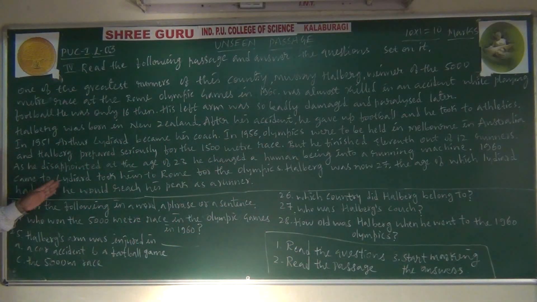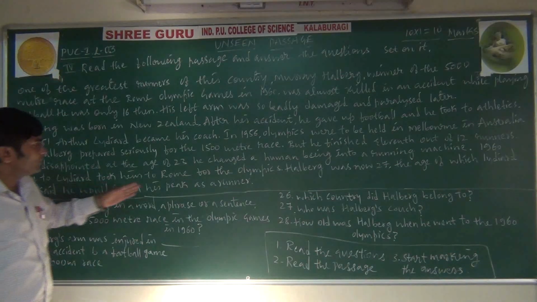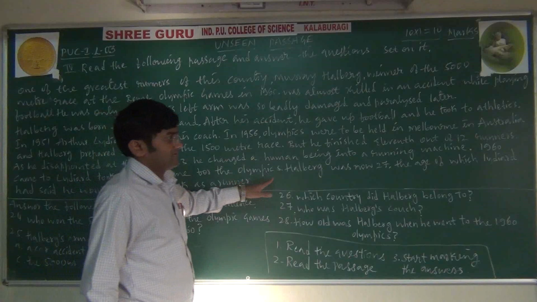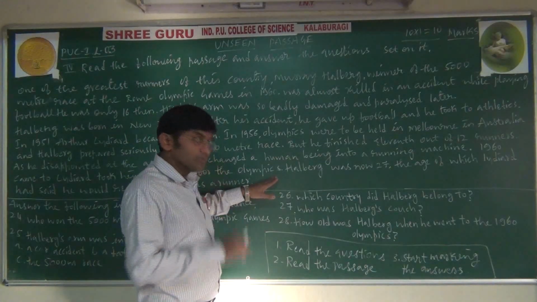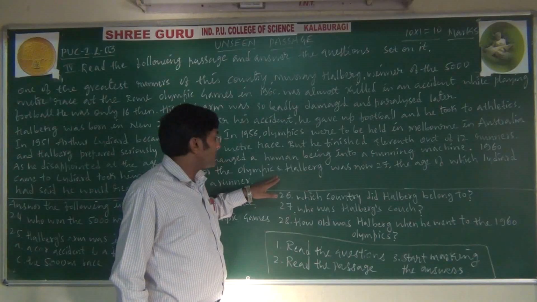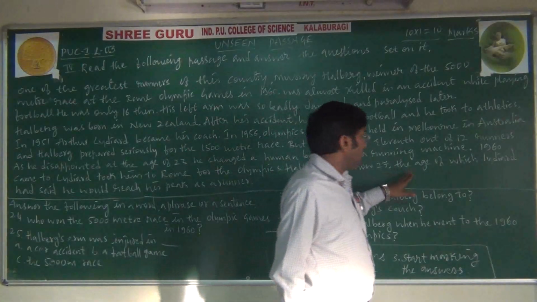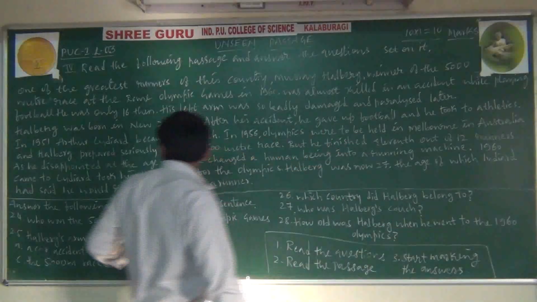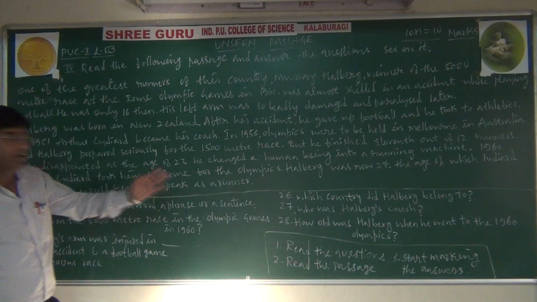In 1960, he came to Lydiard and was taken to Rome for the Olympics. He was taken to Rome for the Olympics. Halberg was now 27, the age at which Lydiard had said he would reach his peak as a runner.